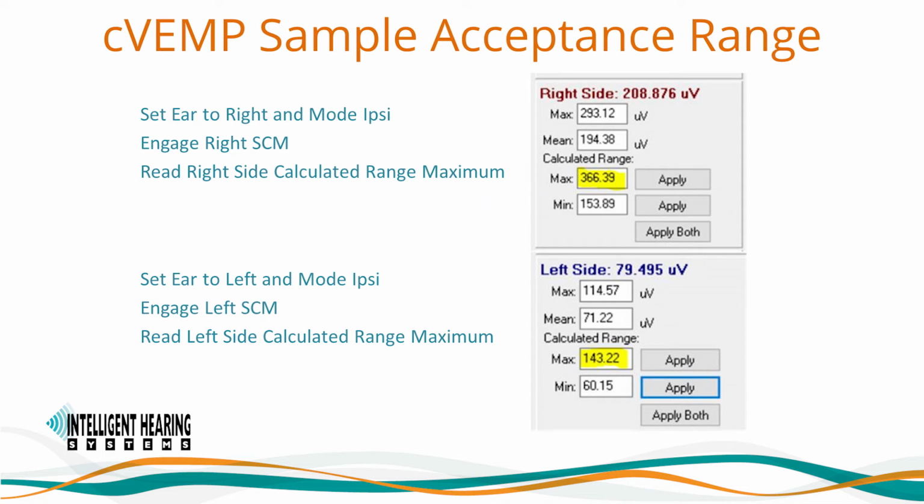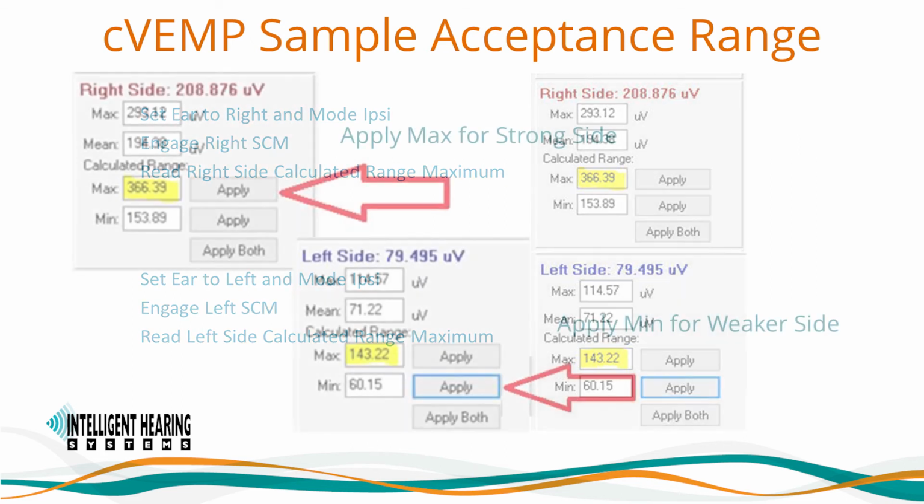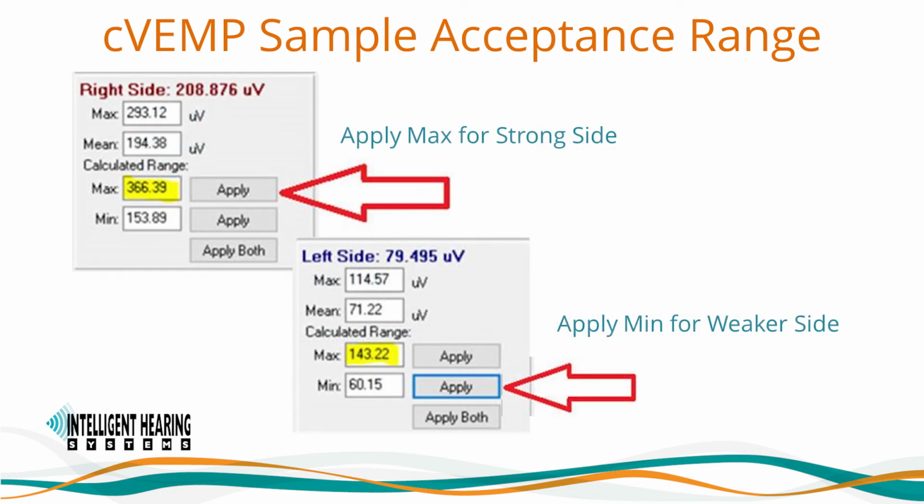Then, set the ear to left and mode to IPSI. Turn to the right side and engage the left SCM muscle and read the calculated range maximum for the left side channel B, which is highlighted. Next, identify the stronger side, which is defined as the side that has the greatest maximum calculated range. Then set the ear to the stronger side and turn to the opposite side to engage the SCM muscle.